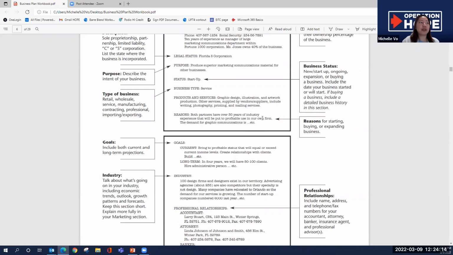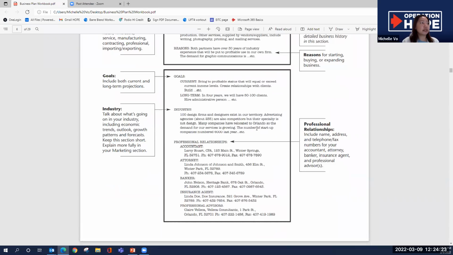Or what is the reason if you are an existing business? Why are you expanding? Just give a few quick sentences about the reasoning for that. The goal is very important. You have to include the current and also the long-term goal.